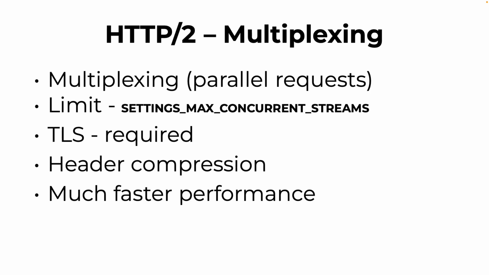Second, in order to solve this problem of bottleneck, we came up with HTTP2 multiplexing. What do you mean by multiplexing? Multiplexing means you can send parallel requests. How many parallel requests you can send, you decide by setting max concurrent streams. This is a limit. You can send hundreds of concurrent requests to a particular server in order to get data.